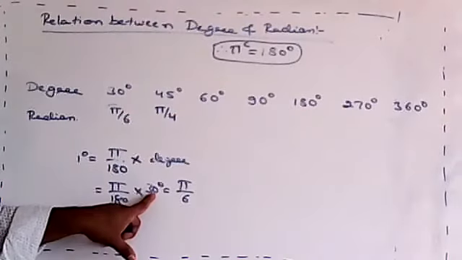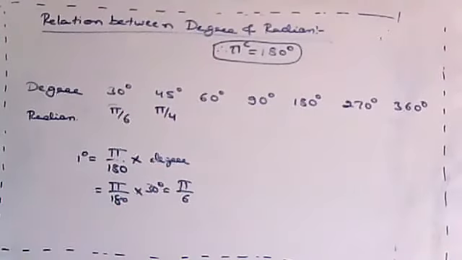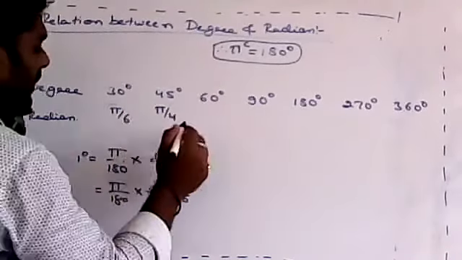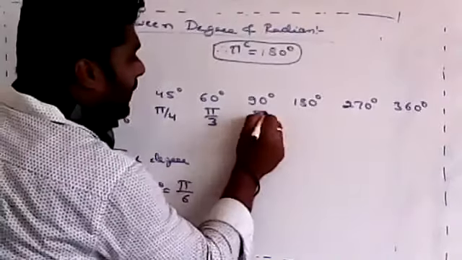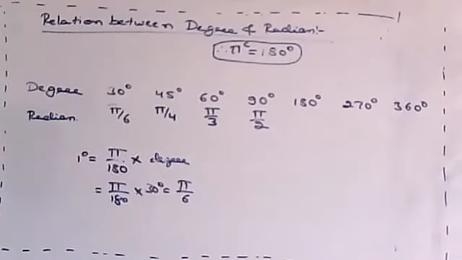Correct? If you put here 45 degree, 45 ones are 45, fours are 180. Pi by 4. Okay. In the same way, 60 degree is what? Pi by 3. 90 degree is what? 90 ones are 90, 2s are 180. So it is pi by 2. 180 degree is what? Already we know that the 180 degree is pi. Correct or not? 30 degree, 45 degree.